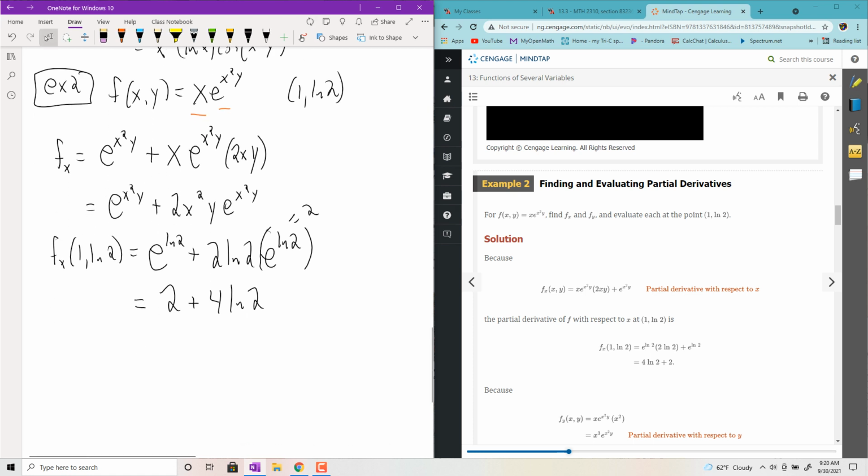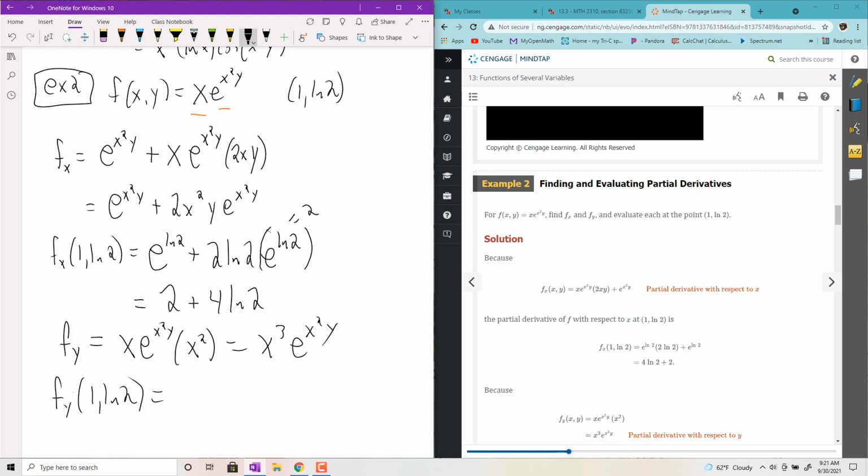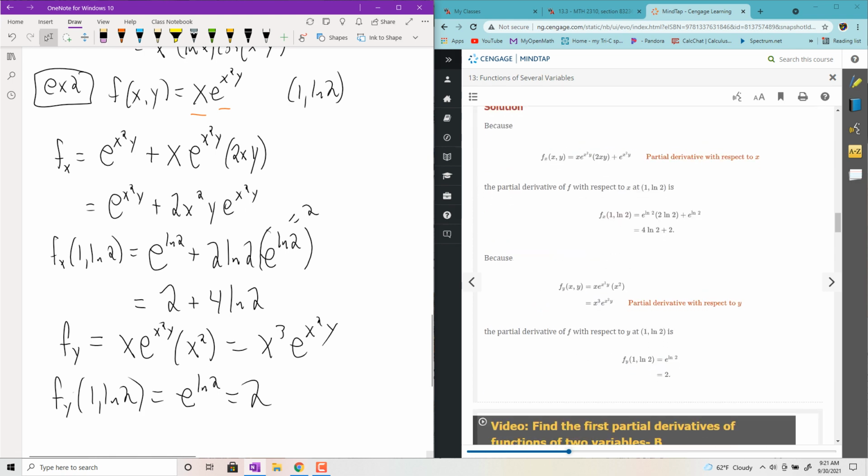Okay, let's get the partial derivative with respect to y. So in this case, you don't have to worry about the product rule because that x is just a constant. So you're going to have x e to the x squared y, and then times the derivative of x squared y with respect to y, which is just going to be x squared. So you end up getting x cubed e to the x squared y. Then I need to evaluate this thing at 1 comma ln 2, and plugging in 1, you get 1, and then e to the ln 2 again. So you're just going to get, in that case, 2.